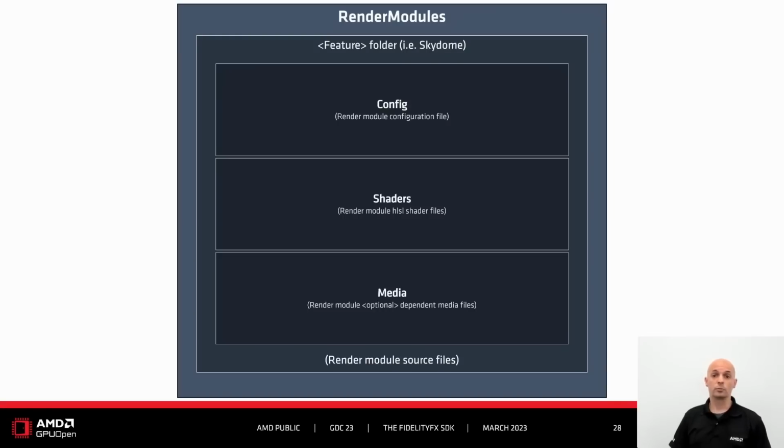Cauldron 2 revolves around the concept of render modules, which are functionally like feature nodes in a render graph. Each render module is a fully contained plugin of sorts and has its own configuration and dependency file, HLSL shader source, which currently all shaders in Cauldron are HLSL based, and then cross-compile to either DXIL or SPIR-V as needed for DX12 or Vulkan. Contains any additional or optional dependent media, and then the source.